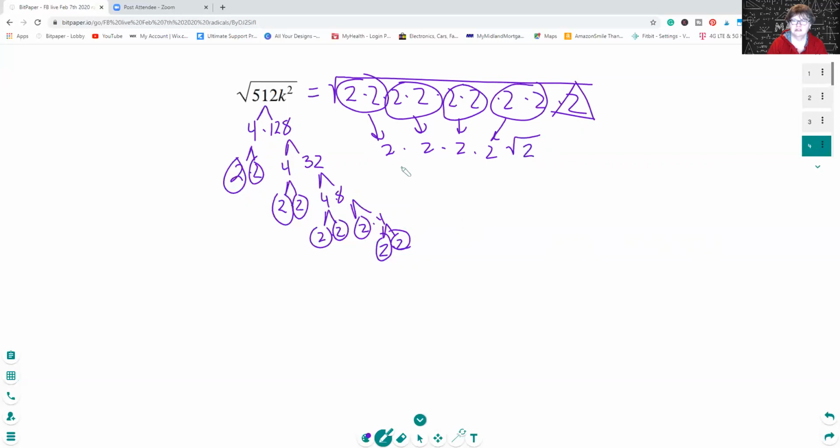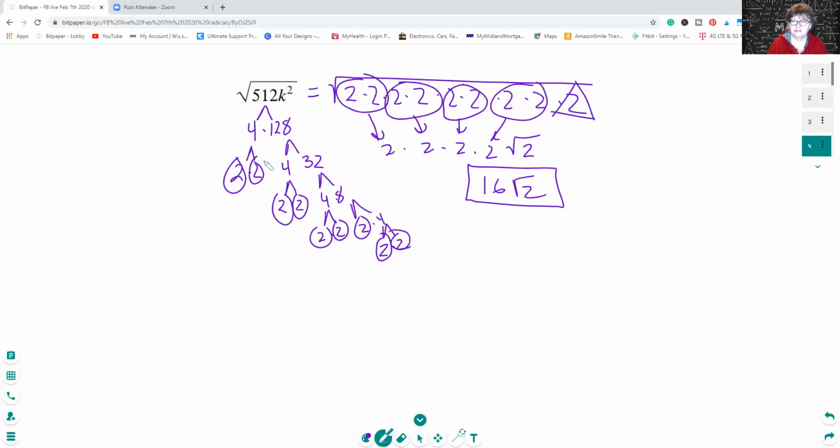So now everything you bring out, everything that stays underneath is multiplication here, guys. So that's the cool part here. So 2 times 2 times 2 times 2 is 16. So you're going to get 16 square root of 2. And I didn't worry that that number was humongous. I just started breaking it down.